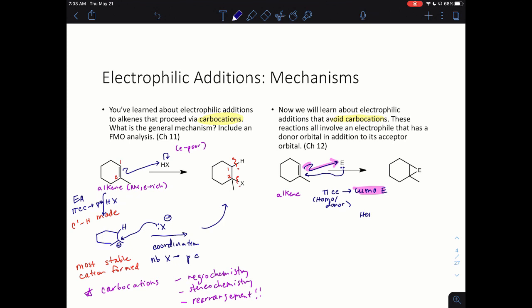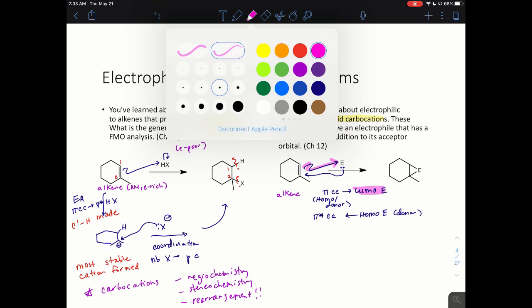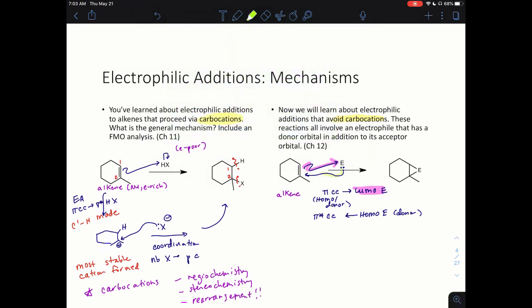So the HOMO, the donor orbital of the electrophile, can make a bond to the other carbon. Where in the first set of reactions that carbon ended up as a carbocation, this time it's going to make a bond to the electrophile, because the electrophile has some donor orbital that can add to pi star CC. Wait, you said pi star CC is not a good acceptor. Usually it's not, but in this case, when both bonds are made at the same time, it is.